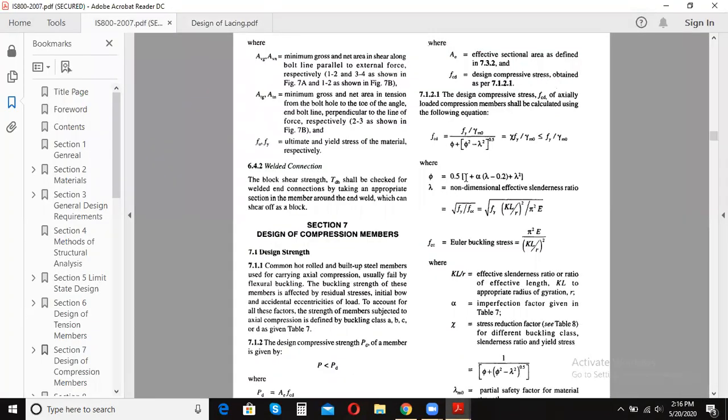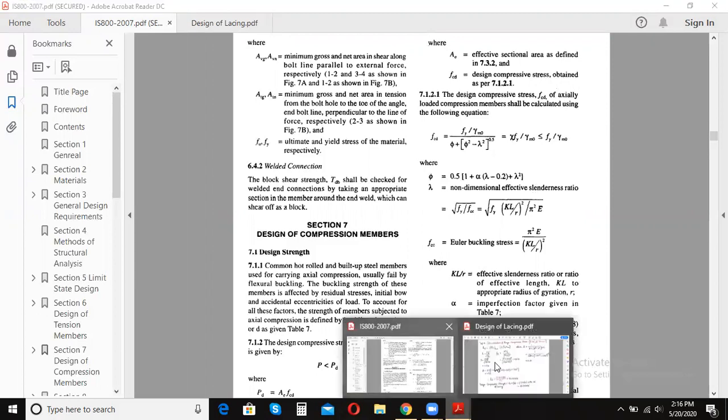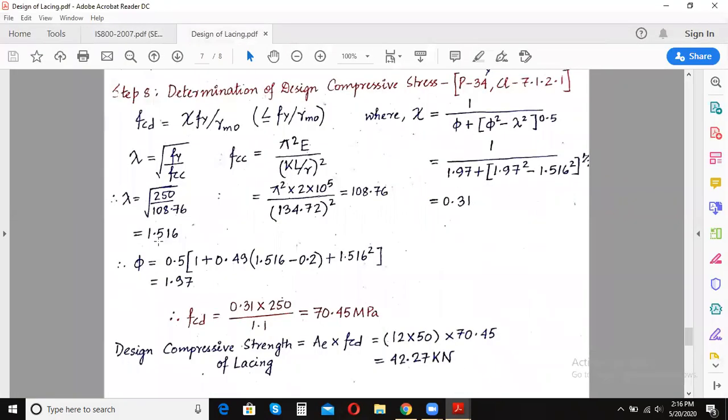Phi is equal to 0.5 [1 + alpha (lambda - 0.2) + lambda square]. Okay, so what is alpha? Alpha is the imperfection factor which is given in table 7. Now for this case, I have taken the value of alpha as 0.49. So you can just go back to table number 7 of IS 800 and find this value. So phi is 1.97 and simultaneously I have calculated this value.